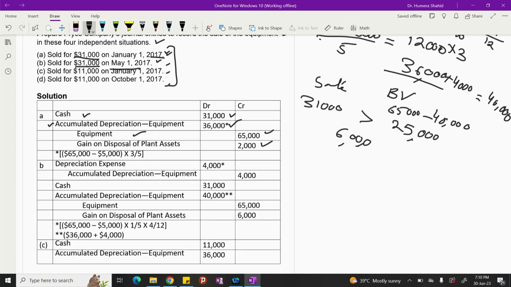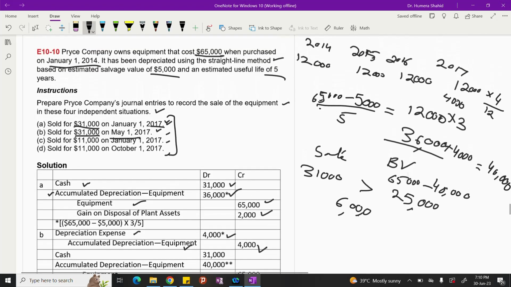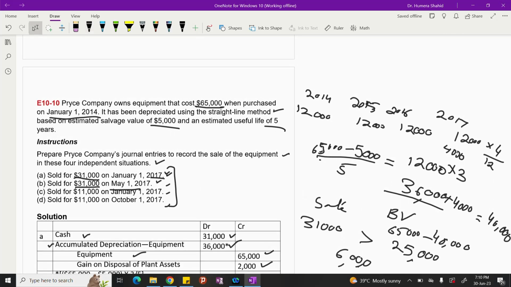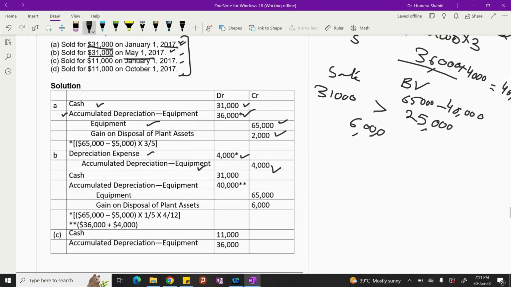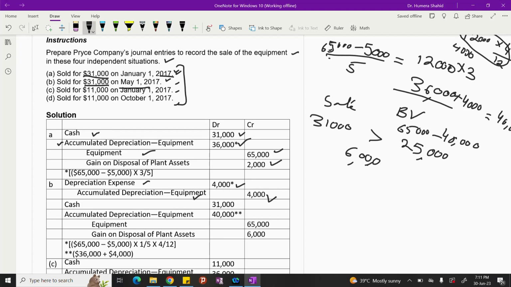Firstly, update the depreciation for 4 months. So depreciation expense gets debit, accumulated depreciation gets credit, 4,000 and 4,000. I just showed you how I calculated it. If you see over here, this one. In the same way we did over here. This is part B. So let's check it out. I have recorded depreciation expense gets debit 4,000, accumulated depreciation credit 4,000. I put a static over here. So here is the calculation for this.